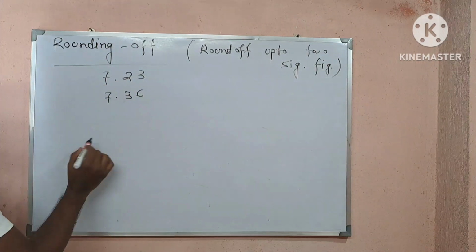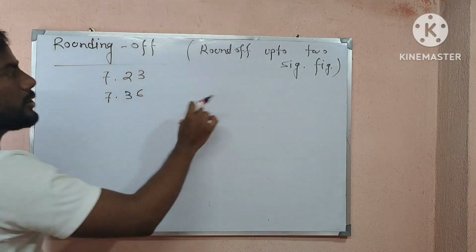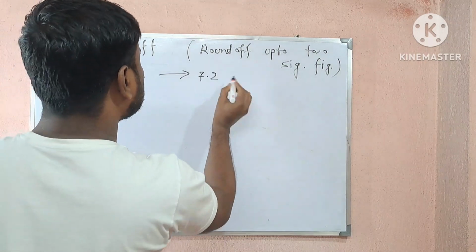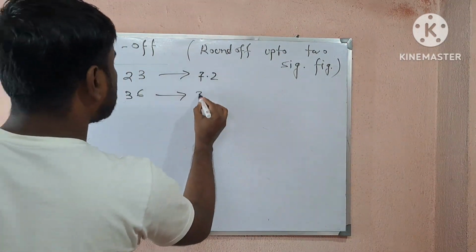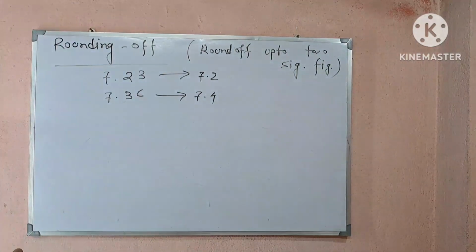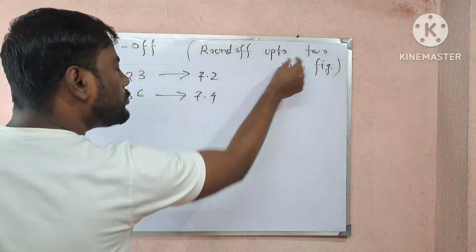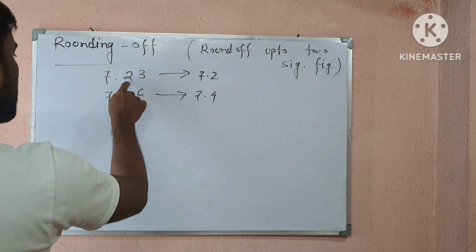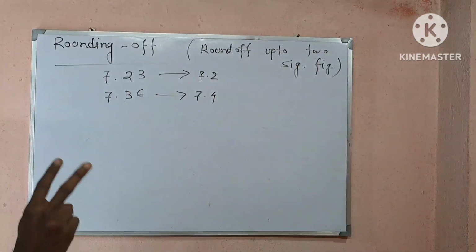How many significant figures are there? 1, 2, 3. But we have to round off up to two significant figures. So what will the value be? That will be 7.2. But this value will be 7.4. Why, sir? Because here we have to round up to two significant figures. How many significant figures are there? 1, 2, 3. But we have to round up to 2.